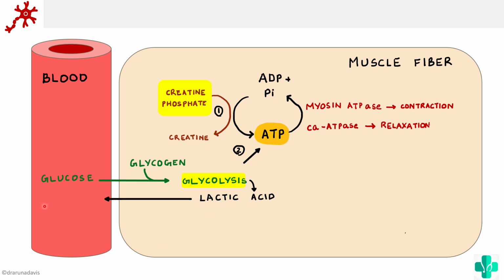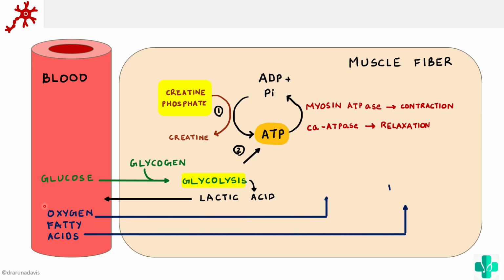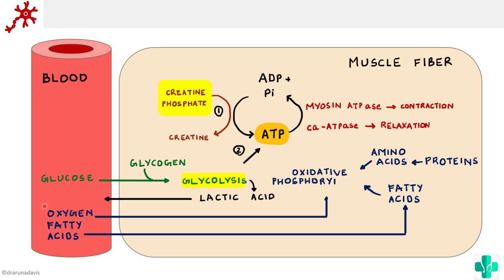inside the blood. And finally, the third one is utilization of oxygen or other compounds like fatty acids, amino acids, carbohydrates, etc. The muscle will utilize them for oxidative phosphorylation so that ATP can be produced. So that is the third method. So first we have creatine phosphate, second glycolysis, and third is the oxidative phosphorylation method to get ATP required for muscle contraction. We'll see each in more detail now.